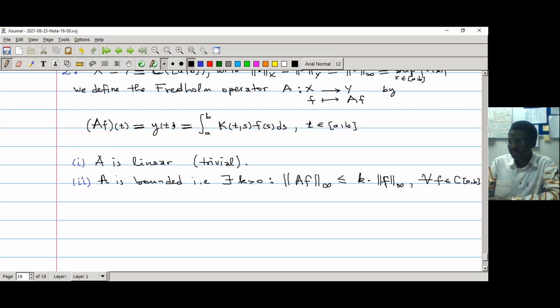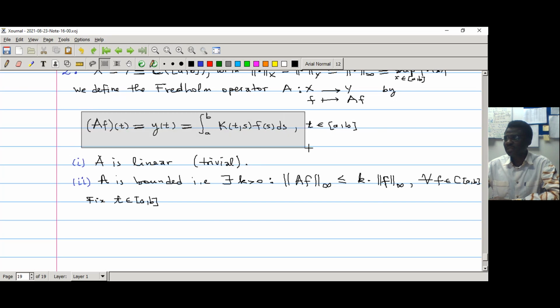Now, I start from here, so I fix t. So fix t, an arbitrary t in the interval AB. I'm using this definition. Let me even copy it directly. So I start with this one.